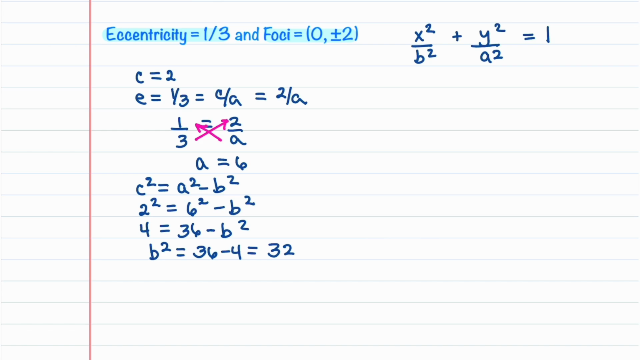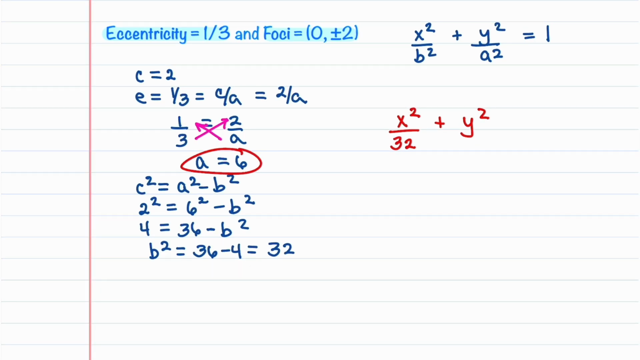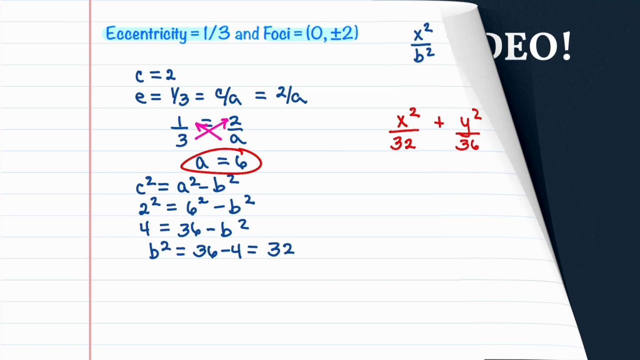Now we can go ahead and write our equation. Our equation is going to be x squared divided by b squared, which is 32, plus y squared divided by a squared. Let's see, where's our a? Here's our a. It's equal to 6. So we have 6 squared is 36. So we put a 36 here, and that's equal to 1. And that's it. You now know how to find the vertices, foci, eccentricity, and major and minor axis lengths of an ellipse, and how to write the equation that describes it.